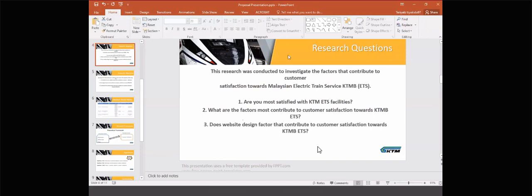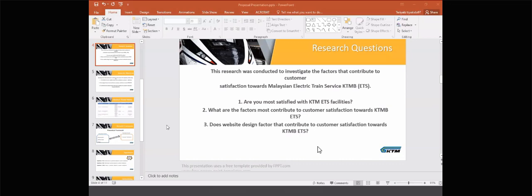So I can just read here, are you satisfied with KTM ETS facilities? When you ask that question, I am going to answer either yes or no. But in your RO, research objective, you ask for what are the most factors that you are satisfied with for this facility. So it is not aligned here, the aim of the question is not aligned for the first RQ and RO1. So you can look again.